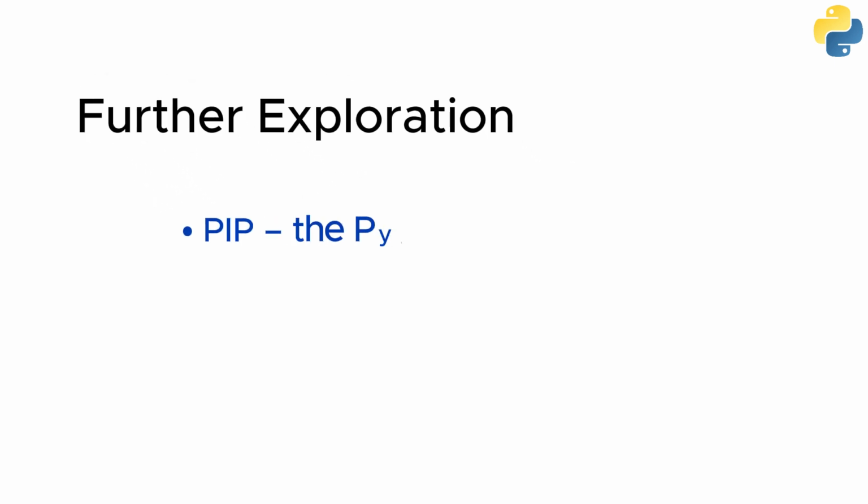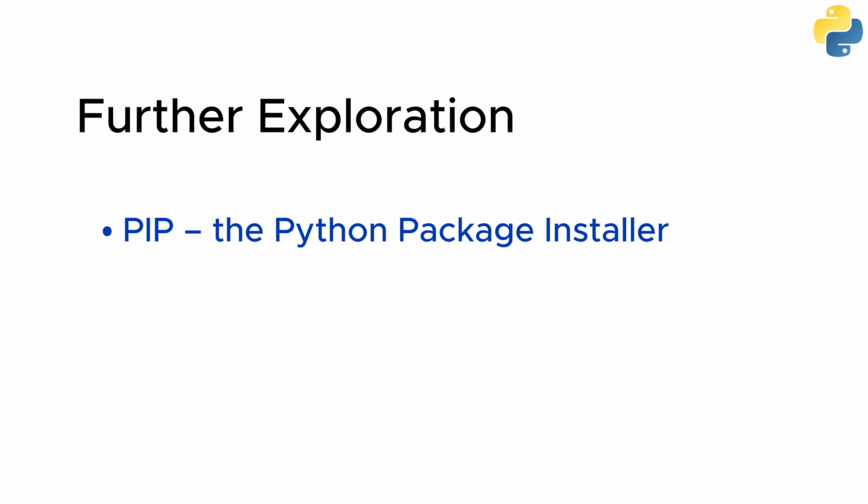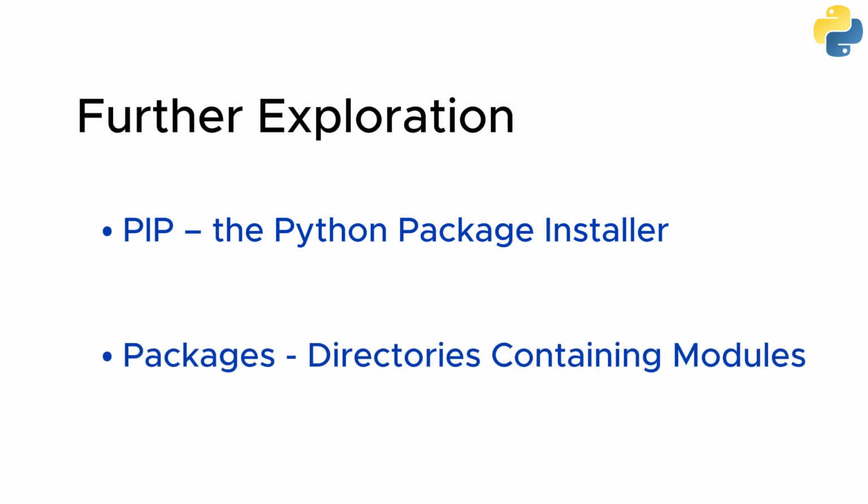Ready for more? Let's talk about further exploration. You've learned about built-in modules and creating your own, but there's a vast world of external modules created by other developers. To install these, you use a tool called pip, the Python package installer. Pip lets you get amazing libraries like requests for making web requests or NumPy for powerful numerical operations. We'll cover pip in more detail in future videos, but it's good to know it exists. Finally, for larger projects, you might see something called packages. Packages are simply directories that contain multiple modules, often with a special __init__.py file inside. It's just another way Python helps you organize really big code bases.